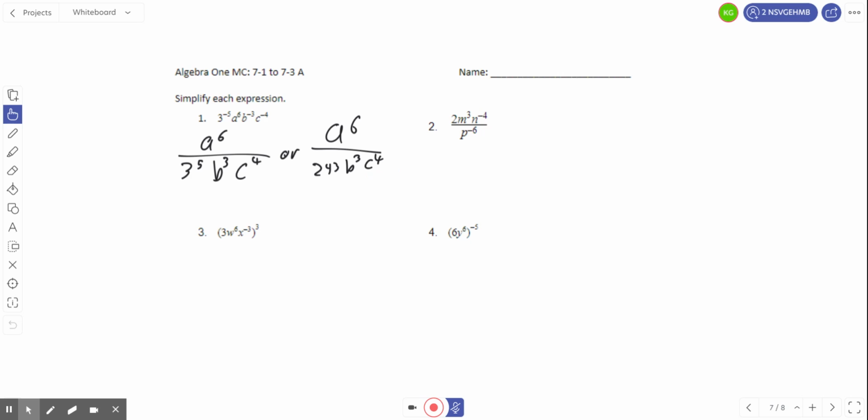For number 2 here, again, we're just fixing the negative exponents. It's not simplified if it has negative exponents. And so to make the -4 be a +4, we'll put it to the bottom. And to make the -6 be a +6, we'll put it to the top. So this becomes 2m to the 3rd p to the 6th over n to the 4th.